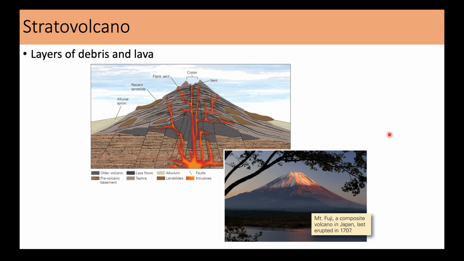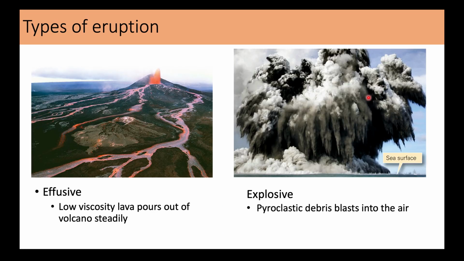And then the last type is a stratovolcano. These are the largest volcanoes. They're generally very, very tall, and they're going to be layered with both debris and lava. So our shield volcanoes are made of essentially just layers of lava. The cinder cone volcanoes are made of all types of debris. The stratovolcanoes are layered of debris and lava, and they are generally very, very tall. This is Mount Fuji in Japan, a very tall, classic-looking stratovolcano.